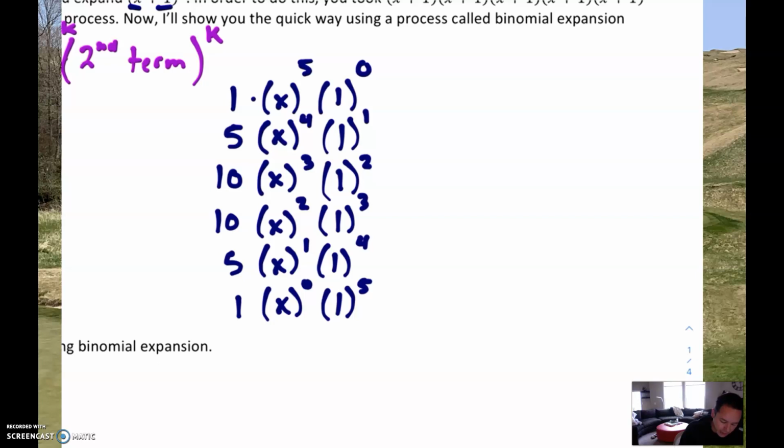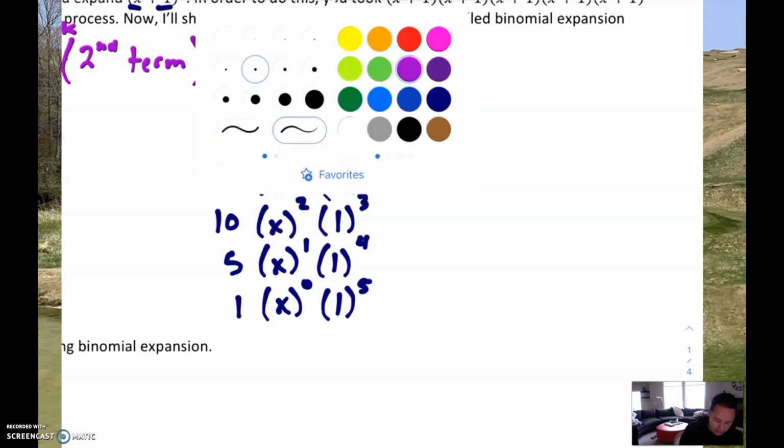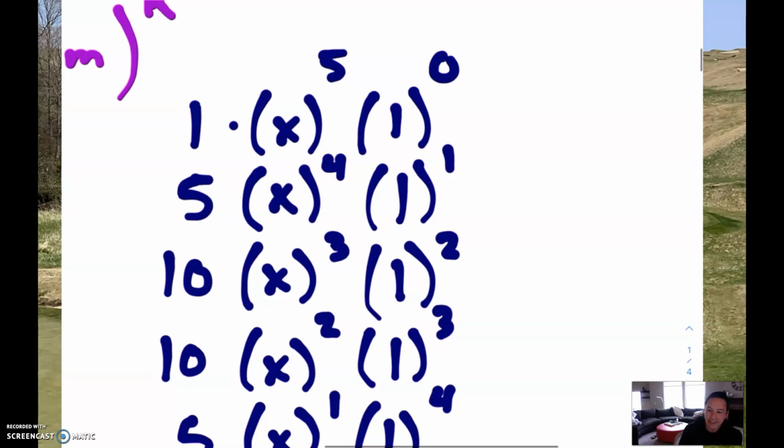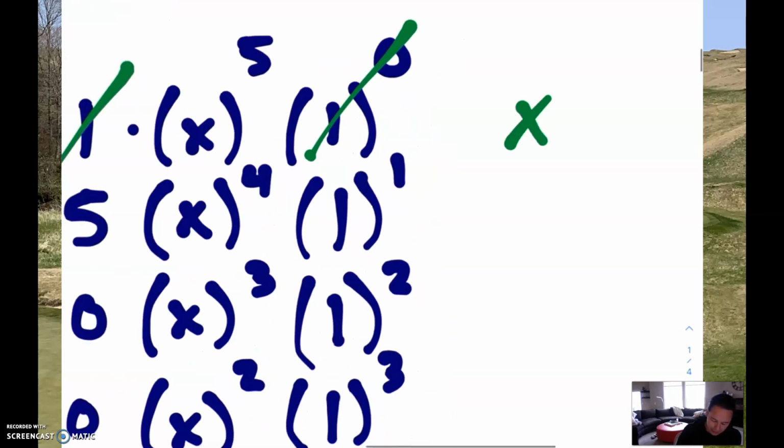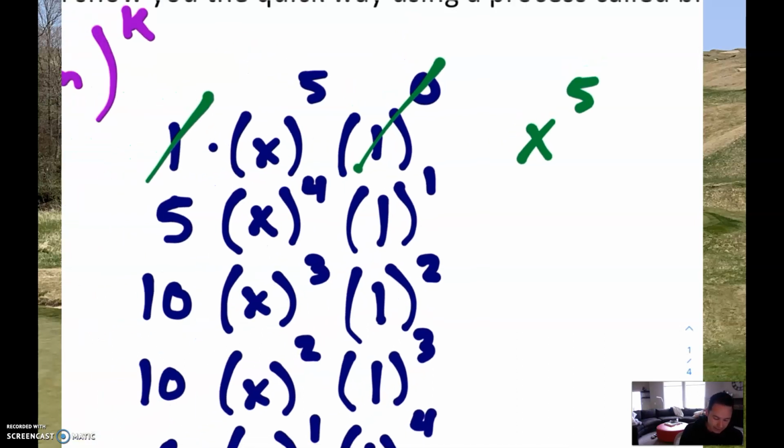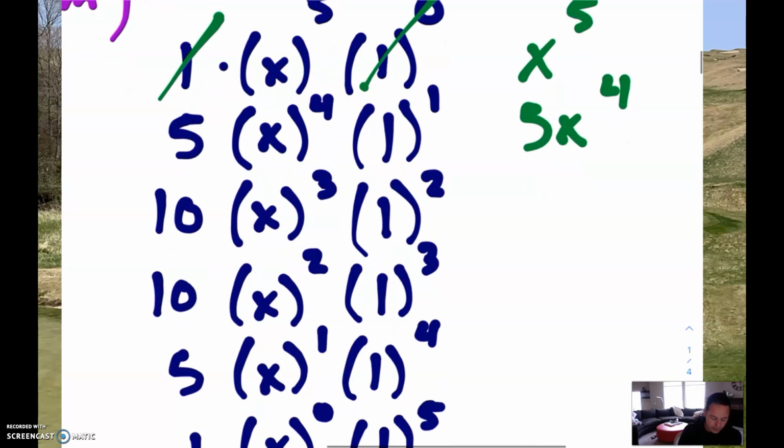So now all we have to do is multiply these all out. Here's something nice. Anything to the power of 0 is 1. So that's a 1 times 1 is just 1. So all you're left with is x to the 5th power. And for the next one, we have 5 times x to the 4th times 1 to the 1st, which is just 1. So 5 times 1 is 5, and then we have x to the 4th. 1 squared is just 1. 1 times 10 is 10, so this becomes 10x to the 3rd.